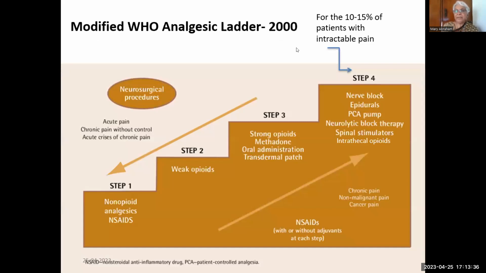So somewhere in 2000, the WHO analgesic ladder was modified to add the 4th step. The 4th step is used for those 10 to 15% of patients who are not responding to the 3-step ladder. So what do you do for these people? You can give additional nerve blocks, epidural, a patient-controlled analgesia pump, neurolytic block, spinal cord stimulation, or intrathecal opioids. That we can discuss when you're treating interactive.